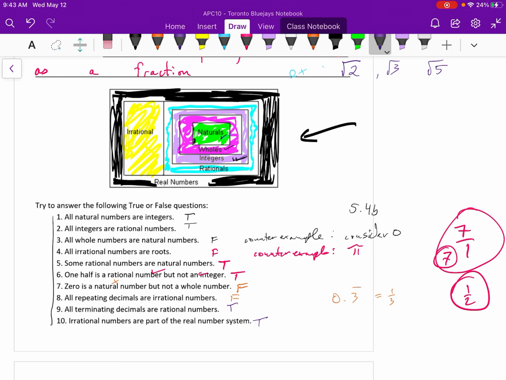If you're particularly keen, you can give me the counterexample to this if you watch many videos about imaginary numbers, because imaginary numbers are not part of the real number set. Anyways, I'll conclude the video.